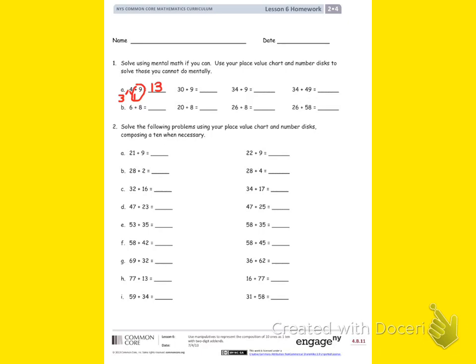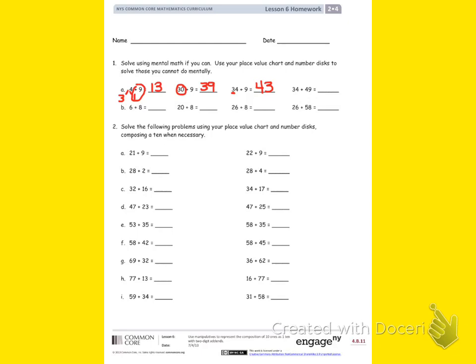30 plus 9, well, here's already a 10 right there. So I just have to add the 9 extra ones to get 39. 34 plus 9 is just like 30 plus 9 because 30 is the value of that 3. The 9 is already in the problem that we solved. So the only difference is that there's 4 extra ones. So 39 and 4 extra ones is like 40 and 3 extra ones, which is 43.